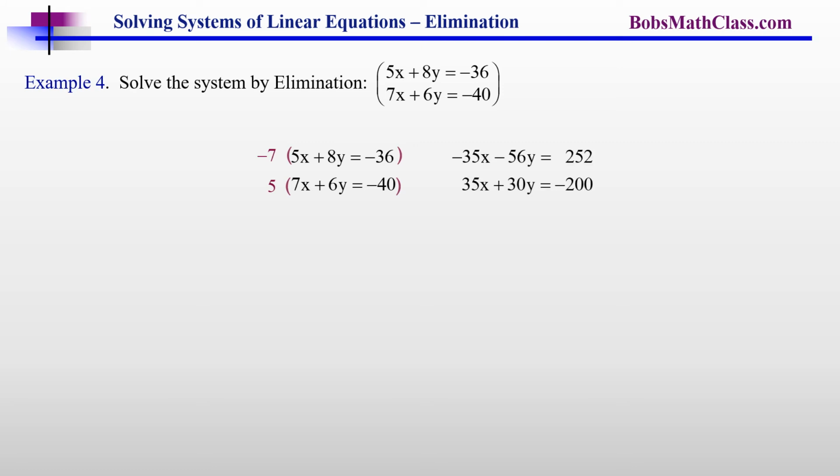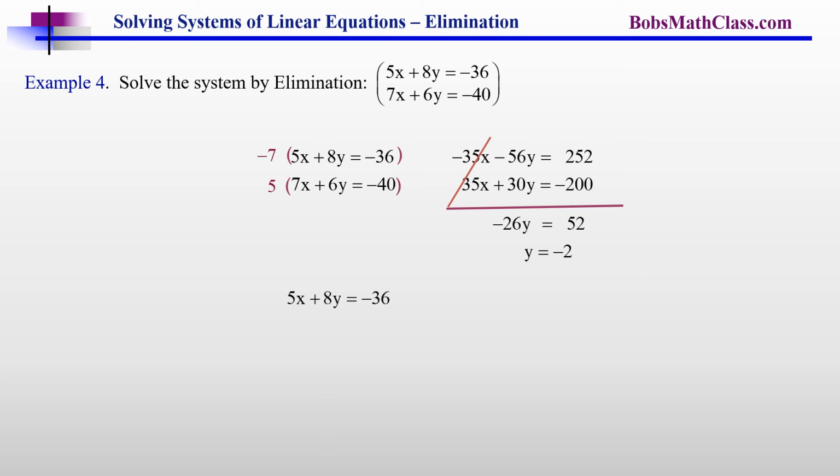Alright, so if we multiply negative 7 on the top, we get negative 35x minus 56y equals positive 252. On the bottom is 35x plus 30y equals negative 200. Add the two rows. The x's cancel. And we get negative 26y equals positive 52. Divide by negative 26 on both sides, y equals negative 2.